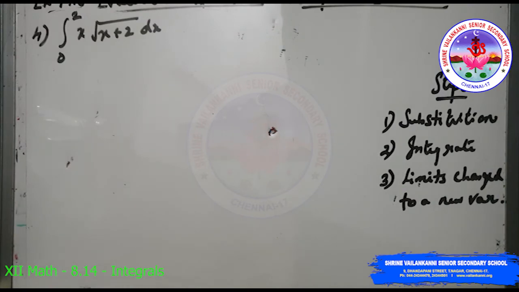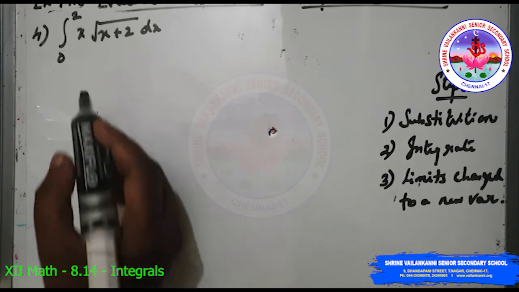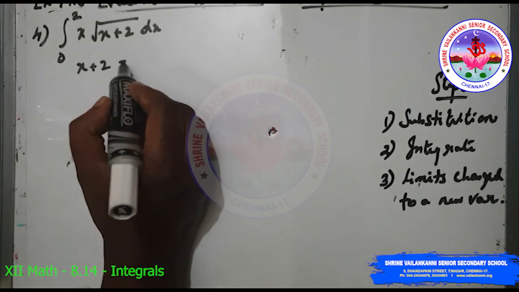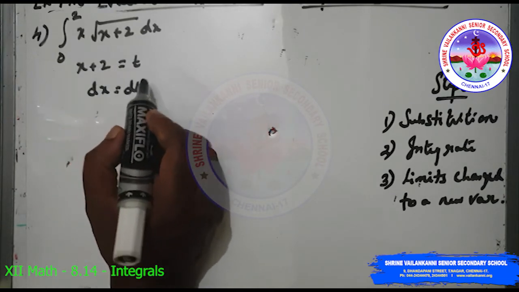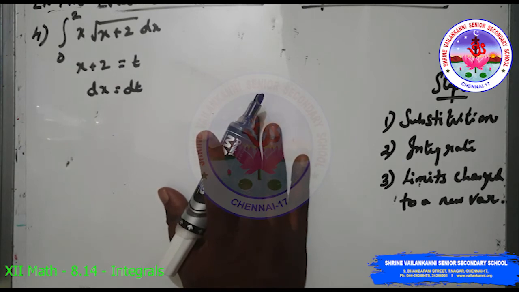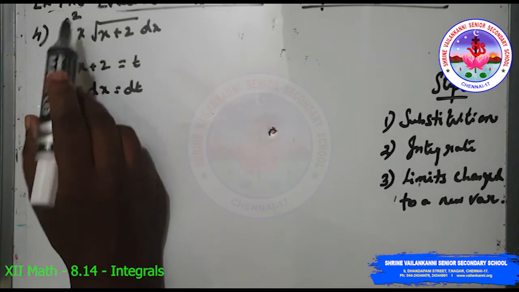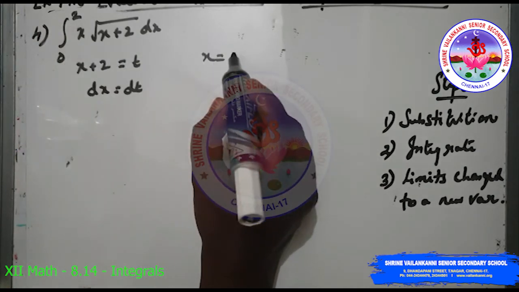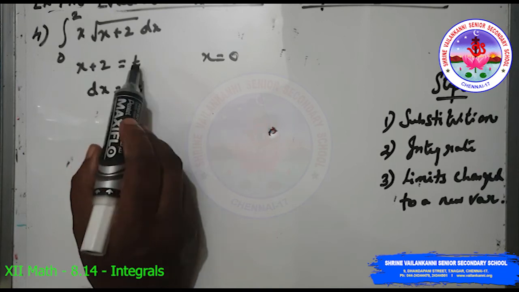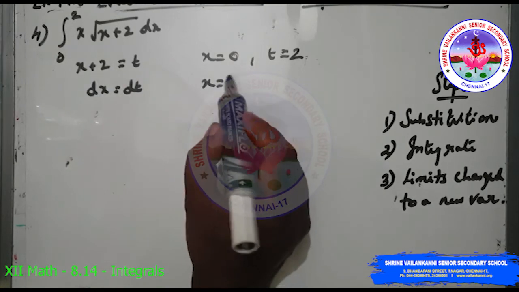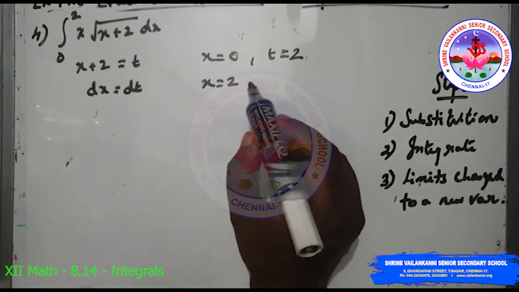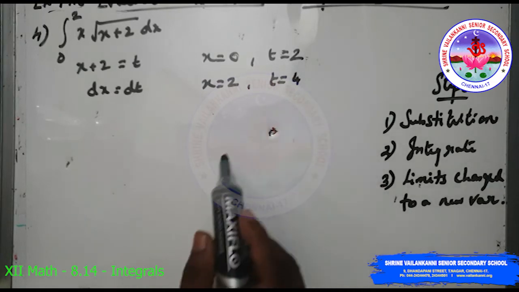Fourth question, integral of 0 to 2, x into root of x plus 2 dx. Evaluate the integral using the substitution method. So we can change x plus 2 as t. Differentiating this, we get dx equal to dt. Now we have to change the limits also. The upper limit is 2 and the lower limit is 0. When x is 0, substituting here 0 plus 2, t equal to 2. And when x is 2, t equal to 2 plus 2, 4. So the limits change to 2 to 4.